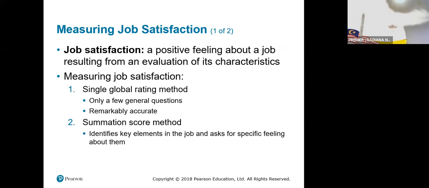Number 2 is the summation score method. This identifies key elements in the job and asks for specific feelings about them. They identify the key elements especially for the job, whether you like the job or not. This is normally used by the organization every year to make sure you are satisfied in the organization. If you're not satisfied with the organization, that is a bad situation for the organization.